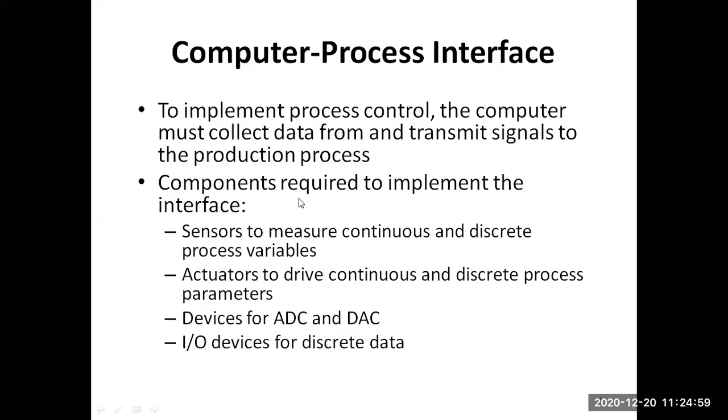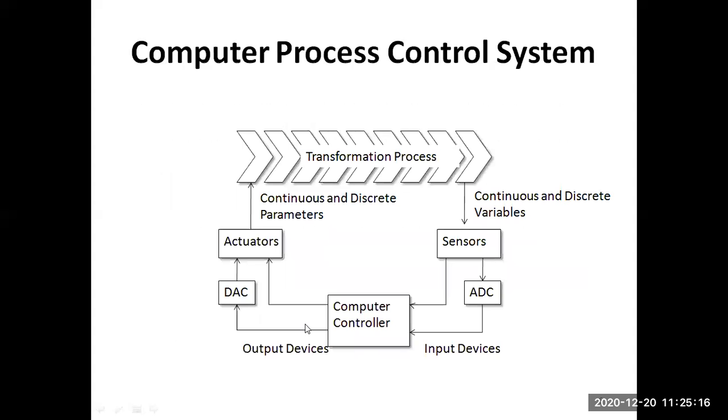Similarly, for the sensors also, if the sensor is very simple, it can be fed directly to the IO devices of the microcontroller or the processing hardware, which will directly process it without going through the ADCs. So this is a pictorial description of the computer process control system, or rather the block diagram version.